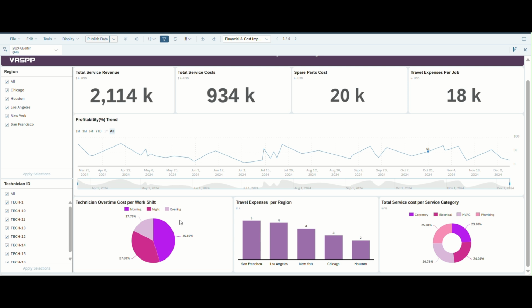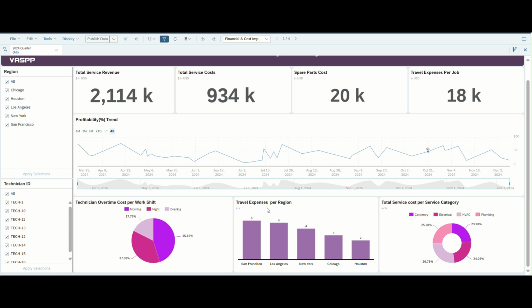To the right, we have travel expenses per region, a side-by-side comparison of cost distribution across cities. San Francisco shows the highest expense at $5,000, followed by New York and Los Angeles at $4,000, and Chicago at $3K. Houston comes in lowest at $2K. This regional breakdown helps finance and logistics teams identify high-cost zones.